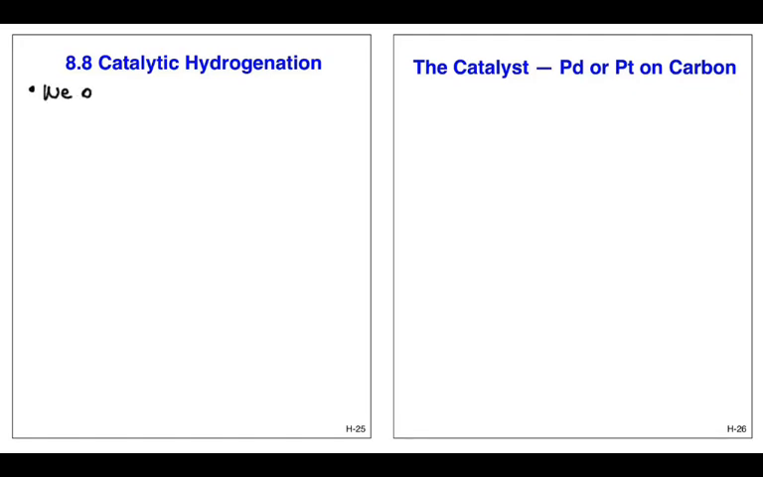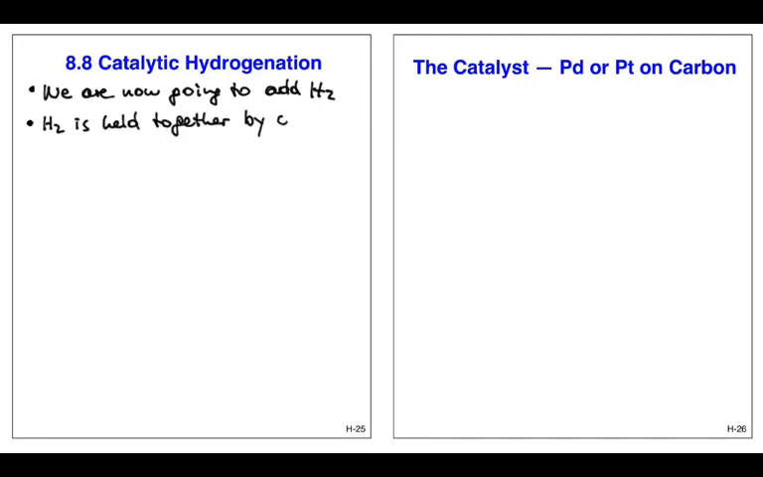The tricky part of this reaction is how H2 is going to add to a double bond, because H2 is held together by a really strong sigma bond between the two hydrogens. Of course you should be able to draw the orbital diagram, with the sigma and the sigma star antibonding orbital, and the two electrons in the sigma orbital. We talked about that a while back.